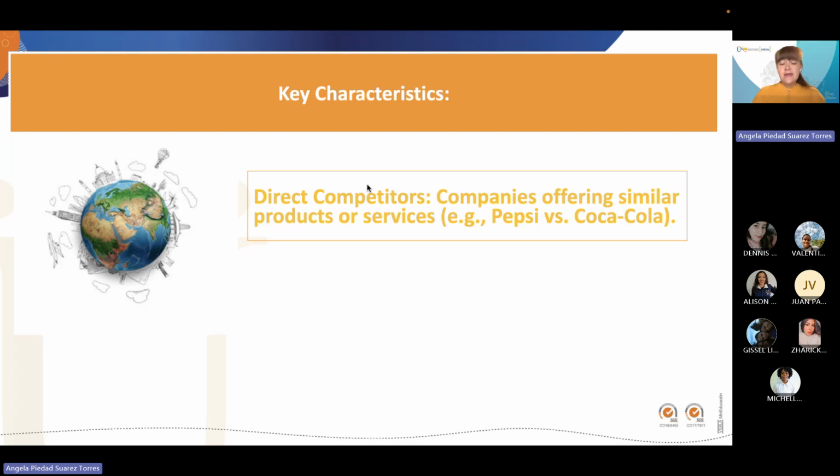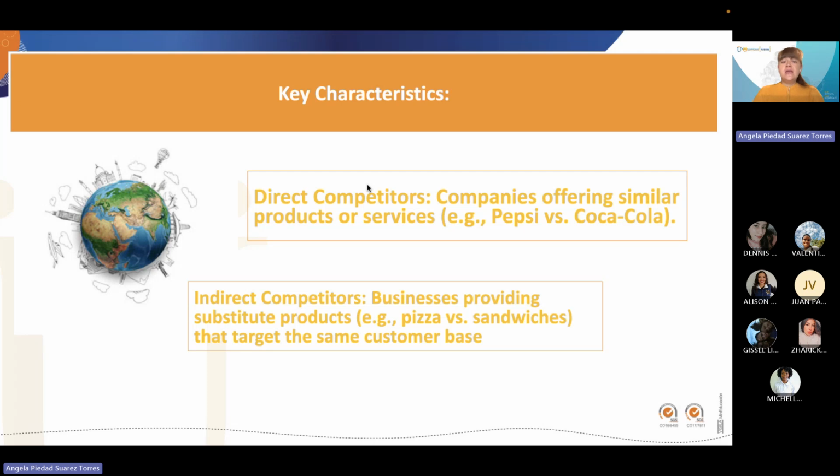So that's one of the first elements that we need to identify: who are going to be our direct competitors, because they are the main competition that we're going to have. We have to look at the characteristics of the product to be able to find the difference and the advantage that our product or service is going to offer regarding the direct competitors.